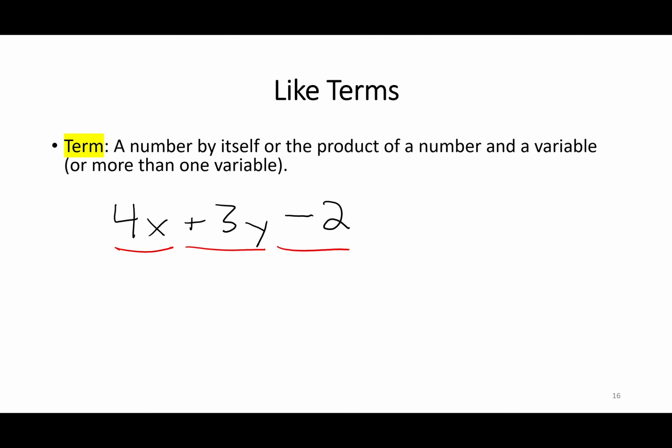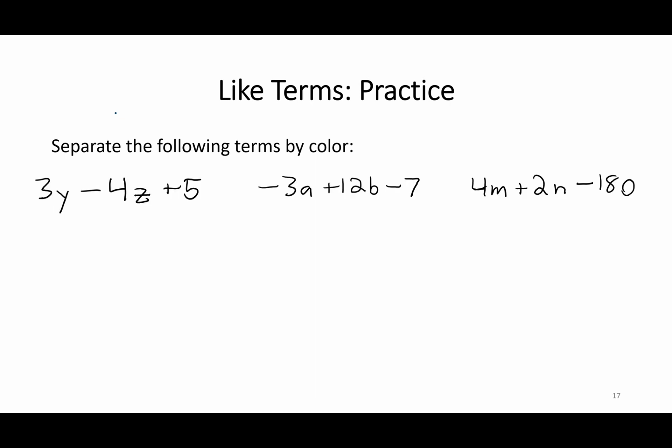So if I were to group them together, the easiest way I know how to teach it is with color. All the x's will be blue, all the y's will be green, and all of the numbers by themselves will be red. Voila, you just separated terms. Okay, so for example, these. Try and separate each term in a separate color. Obviously, I'm trusting that you can do this successfully in your notes, but pause the video and try to do it.